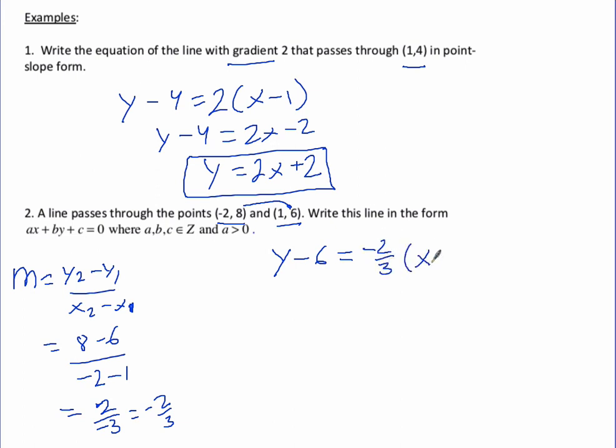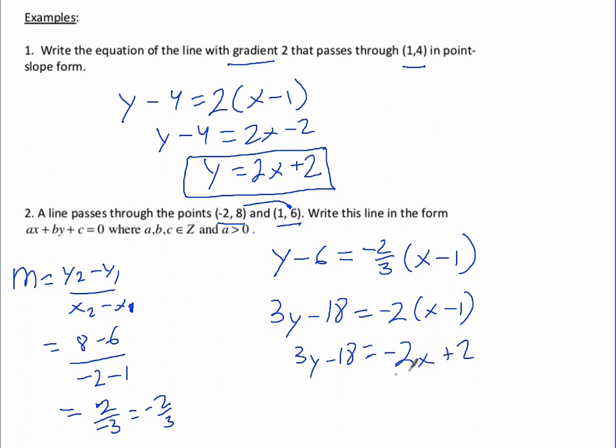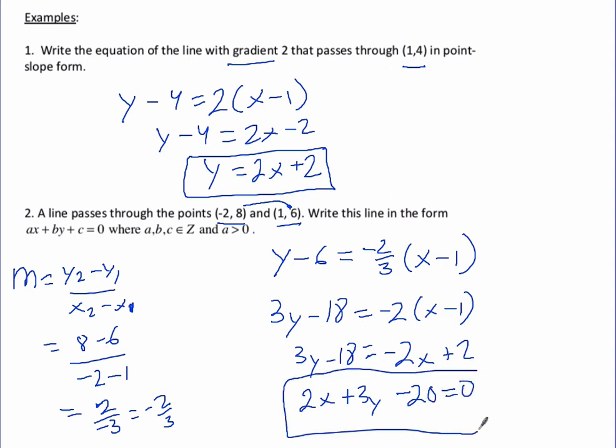This point-slope form, we want to write it in this form. Probably the easiest thing to do first is to multiply everything by 3 to get rid of the fraction. 3y minus 18 equals negative 2 times x minus 1. So 3y minus 18 equals negative 2x plus 2. Let's get the x to the other side. 2x plus 3y. And then subtract 2 from both sides. Minus 20 equals 0 is your final answer.